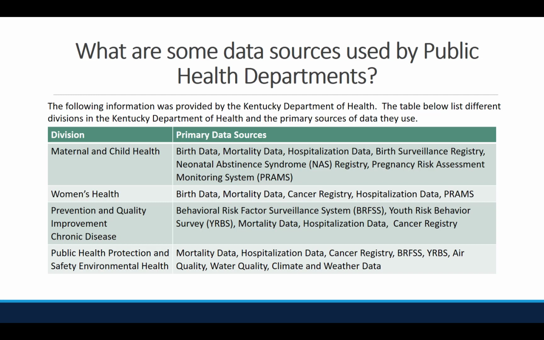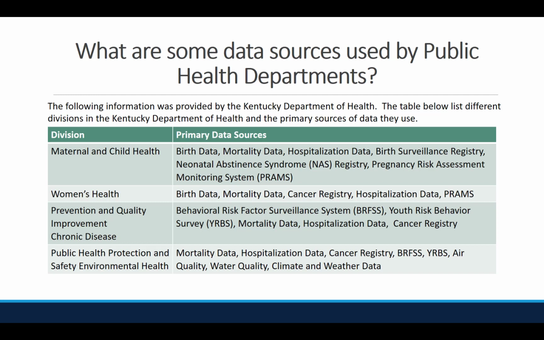What are some data sources used by public health departments? The following information was provided by the Kentucky Department of Health. The table lists different divisions of the Kentucky Department of Health and the primary sources of data that they use. Looking at the table, notice along the left-hand side we have the different divisions. So for example, maternal and child health and women's health.